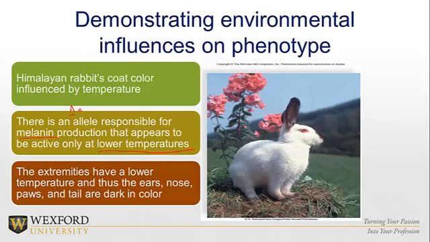So melanin, okay, special protein in skin that's going to actually affect the color of your skin. Well, the gene here is only active when it's lower. So the extremities that have lower temperature, like your ears up here, in this case, this Himalayan rabbit, the nose, the paws, they're darker in color because only those areas where the environment is having more effect on gene expression, if you will, that's where the rabbit is going to have the darker color because the melanin is active.